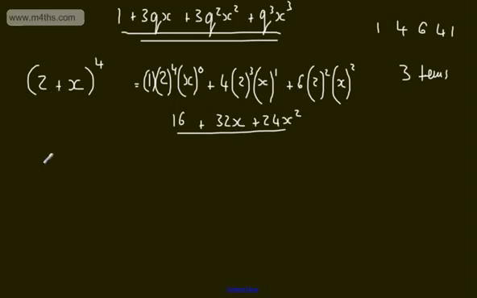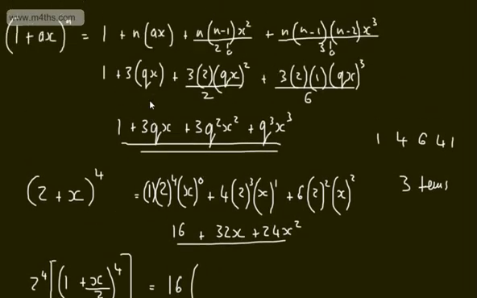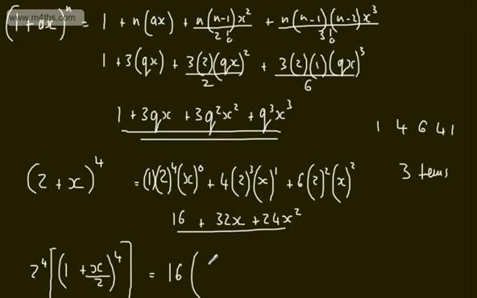Now, what we'd have to do if we wanted to use the 1 plus ax method is write this as 2 to the power of 4. Then, as we're taking the 2 out, this would give us 1 plus x over 2, and we would raise this to the power of 4. And then we would go ahead and expand. So what we'd have is 2 to the power of 4, which is going to be 16. We would then have, using the particular form of 1 plus ax to the n, 1 plus n multiplied by ax. Now in this particular case, the term a is going to be a half.